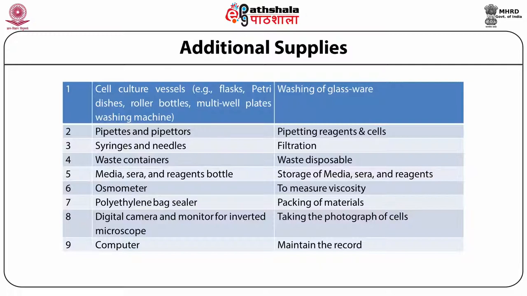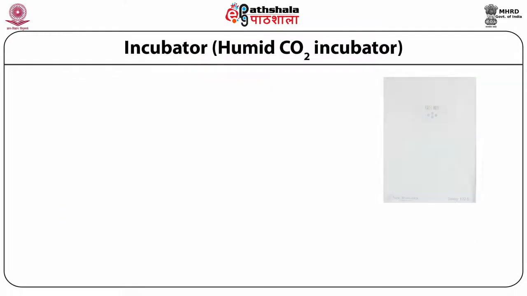And digital camera. Sometimes you require photographs of your cells for publications or for teaching purposes. This can be done with the help of a digital camera attached to the inverted microscope. And computer is one of the basic requirements of almost all types of laboratories. It is no exception in animal cell culture, because the majority of records are kept in the computer.